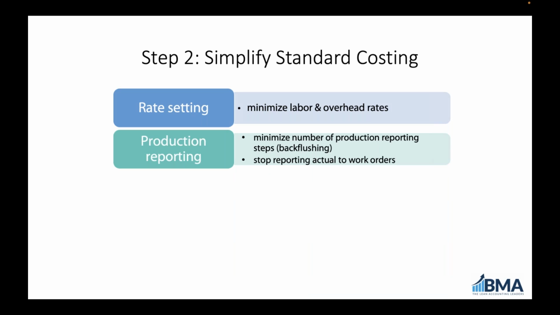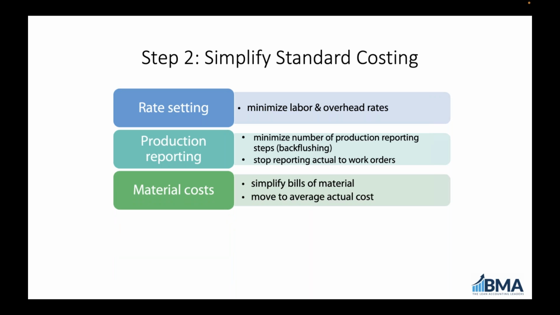Can you minimize production reporting? Again, we don't need all this accuracy. So can you start backflushing? Can you just report production at certain steps, not every step? And can you stop reporting actuals to work orders? Because reporting actuals to a work order is just creating a variance. What the work order really does is take the raw materials, convert them into finished goods, and automatically capitalize the labor and overhead for that particular product.